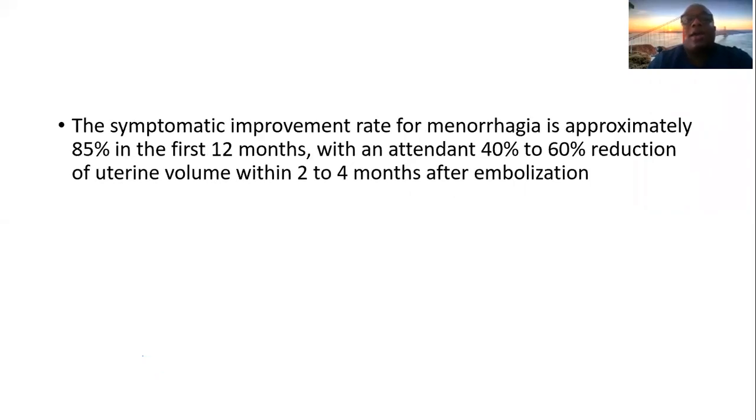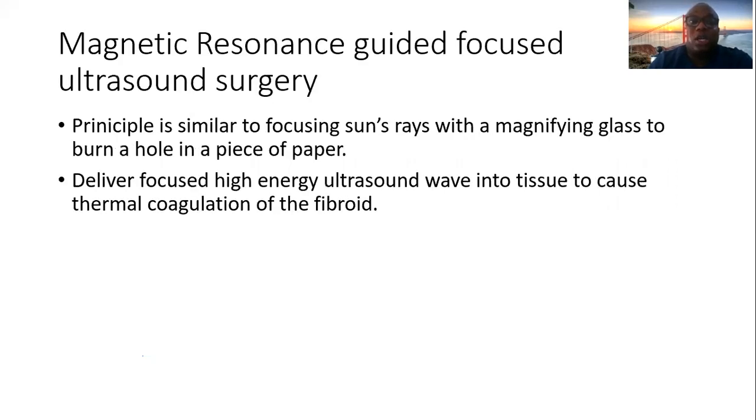And then for the advantages of the UFE procedure, there is symptomatic improvement in menorrhagia in approximately 85% of our patients, especially in the first 12 months. And then there is reduction in the uterine volume, 40 to 60% within the first 6 months after embolization.